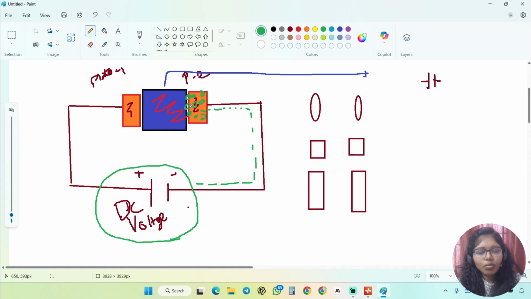Now consider this position, because this also has some free electrons available. Previously some free electrons were already available. When I give some charges from this port, some of these electrons start to move from the lower potential.